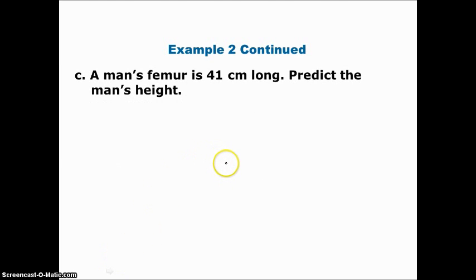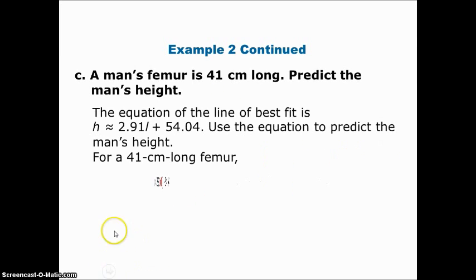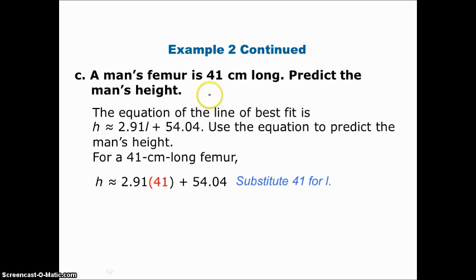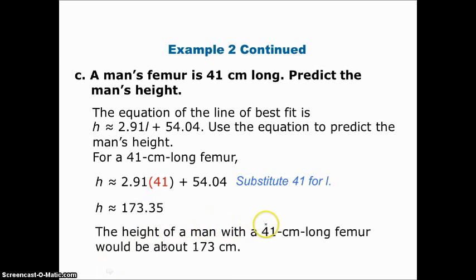A man's femur length is 41 centimeters long. Predict the man's height. So we can use that equation to predict how tall this man is. If we put 41 centimeters in for x, or L, into our equation, then we can substitute that in to predict his height. So his height would be about 173.35 centimeters. So the height of a man with a 41 centimeter long femur would be about 173 centimeters.